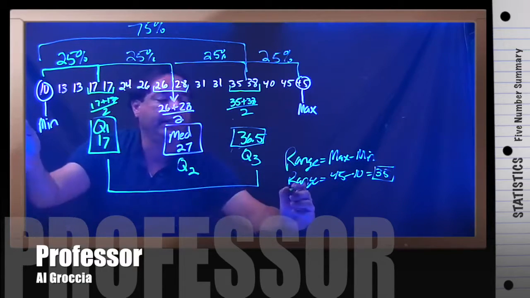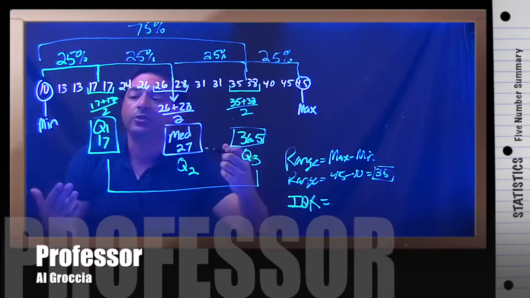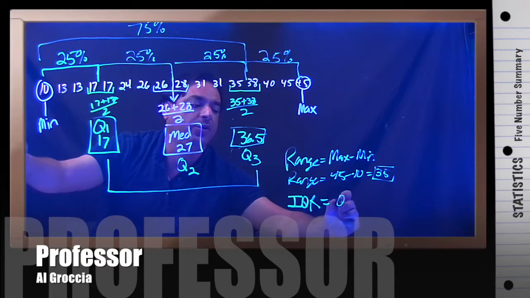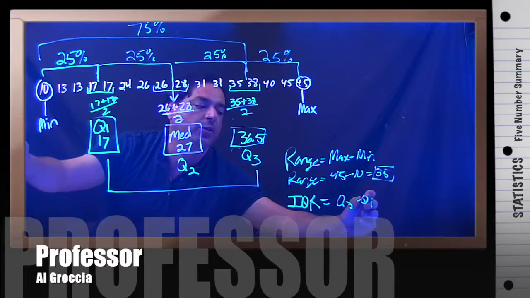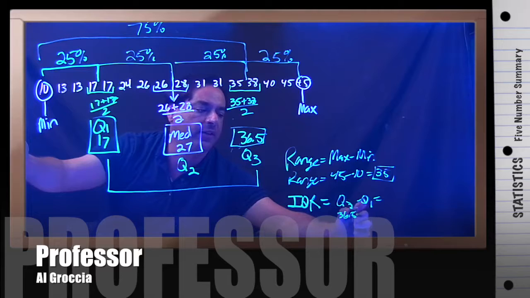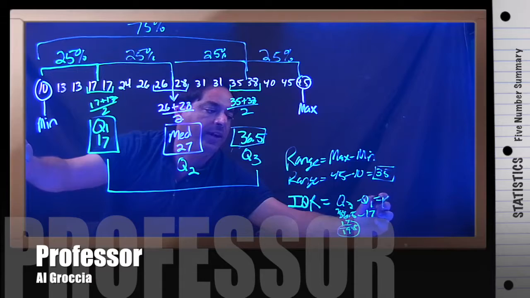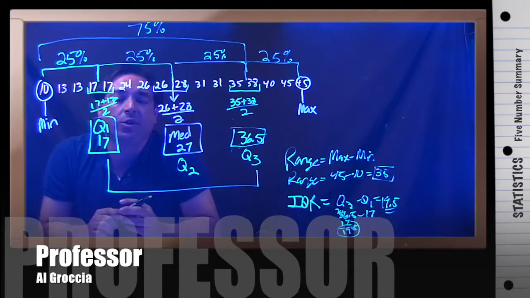We can also look at the interquartile range. So instead of looking at the extremes, we can look at the Q3 minus the Q1. So in this case, we have 36.5 minus the 17, which would give us 19.5. So, that is the Indianapolis Colts analyzed with the 5-number summary. Thank you.